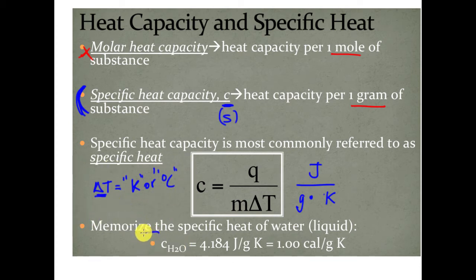A very useful specific heat capacity would be for water. This one comes up quite a bit. You might want to memorize this. Notice that this 4.184 is our conversion between joules and calories. So again we're going to have joules per gram per Kelvin change. Okay? All right, so let's continue on here for a little bit.